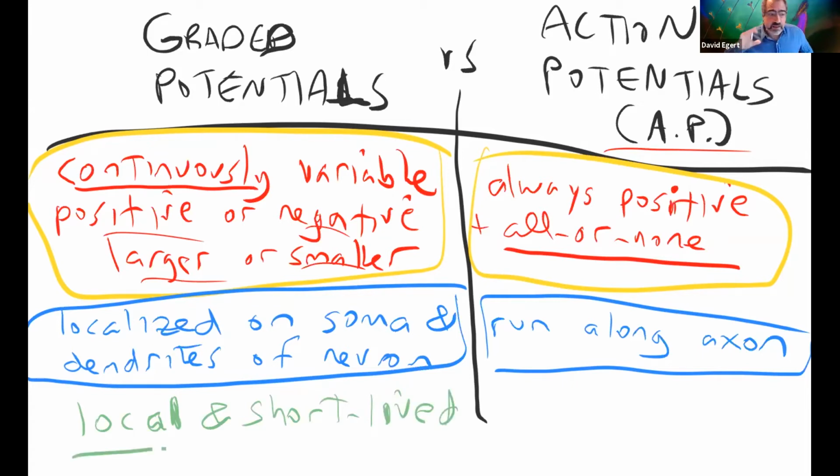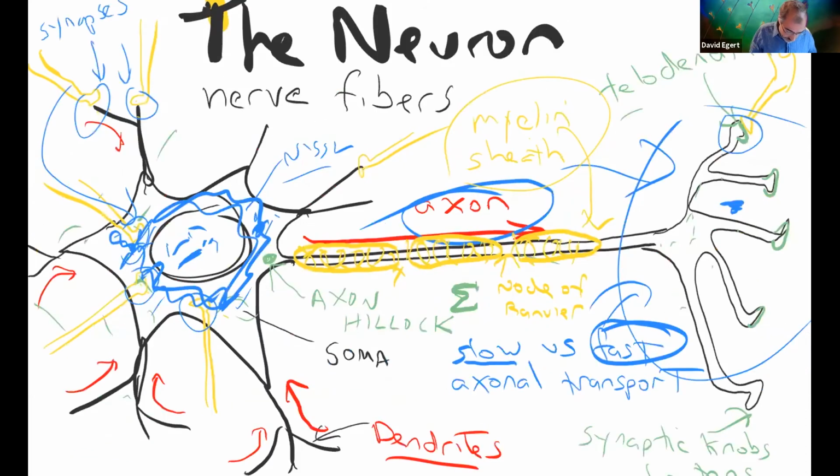Local meaning they're just occurring in the one particular region where you've opened up some channels that let ions cross the membrane. So, if I have some neuron here and I've opened some channels here, there'll be some voltage change here, but then it'll stop if I stop the channels. Or if I open up some channels here, I'll have the voltage going up or down on the membrane here, but it's just right there.